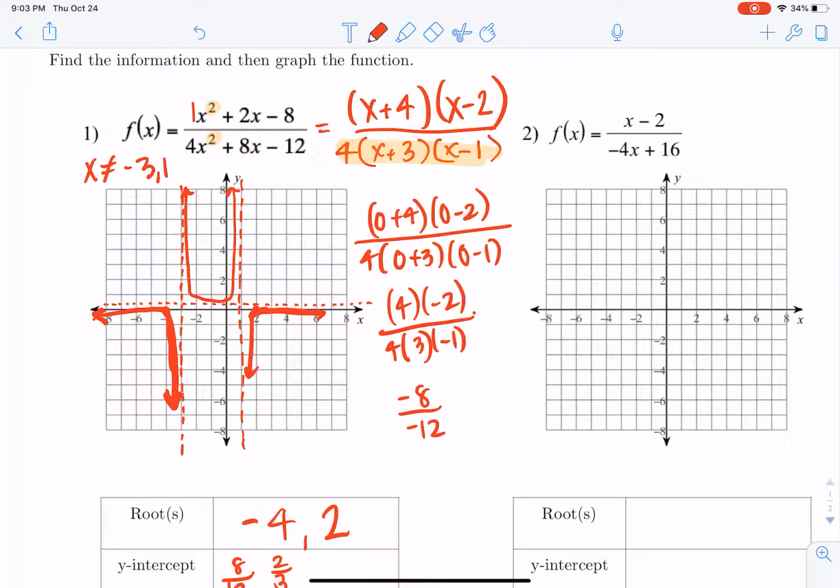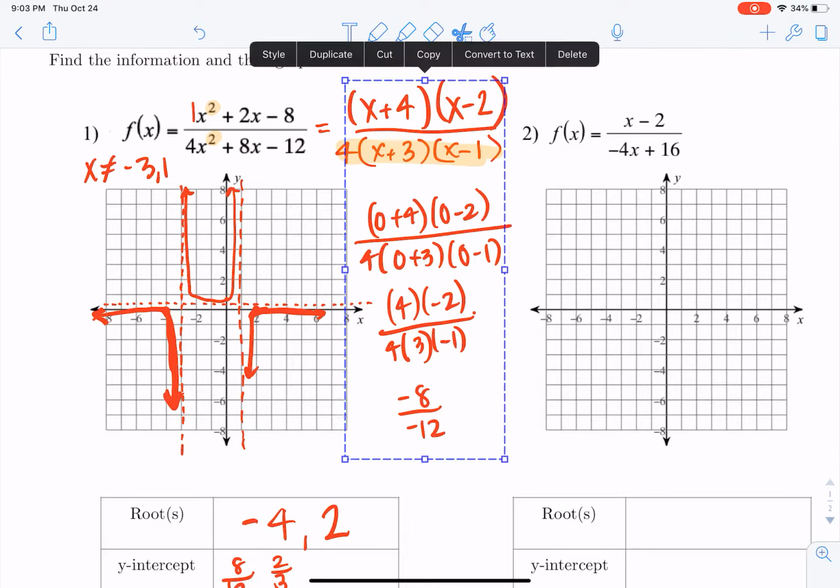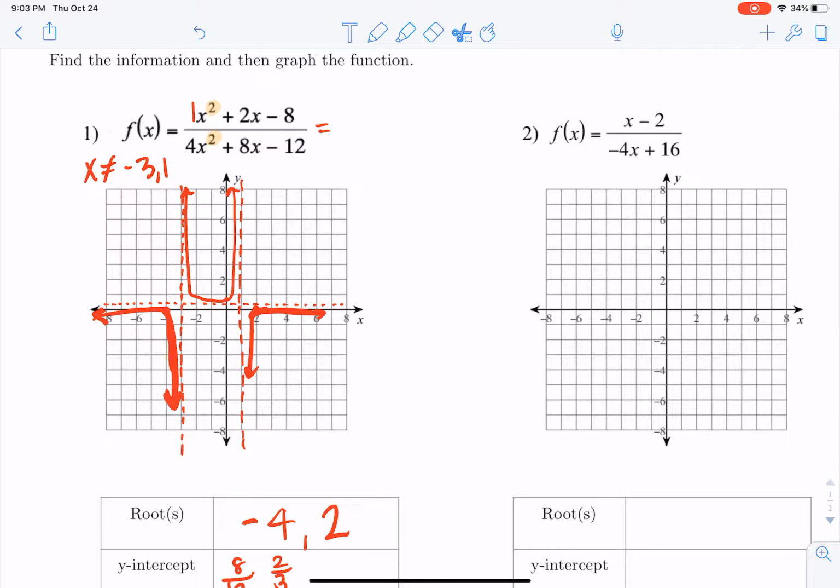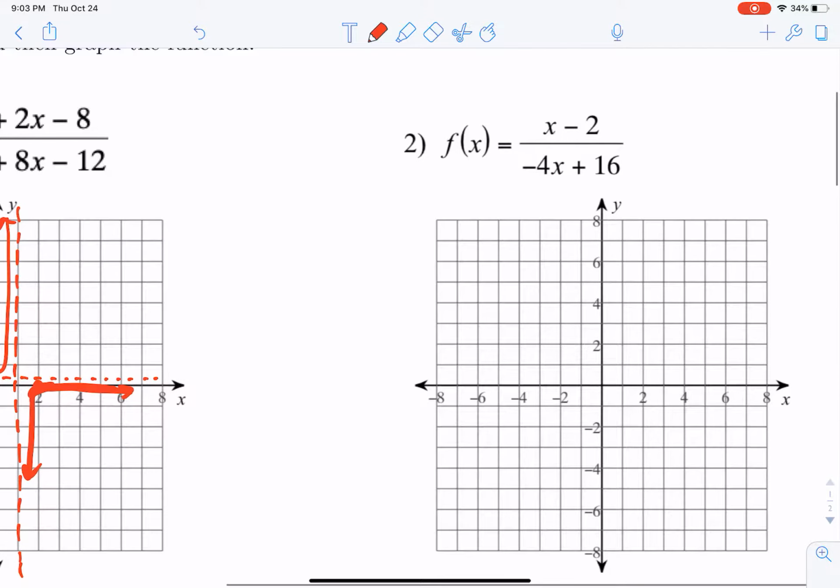So there we are. There's my first rational function. I'm just going to go ahead and delete some of this so that I have a little space for myself to do this other problem over here. So now I'm going to take a look at this guy right here.